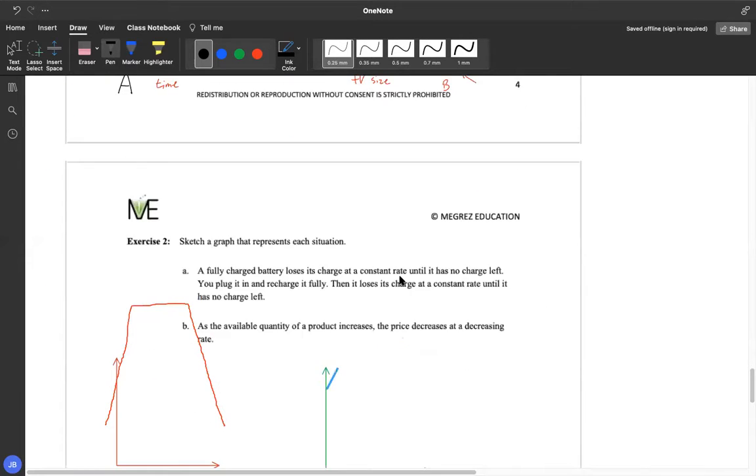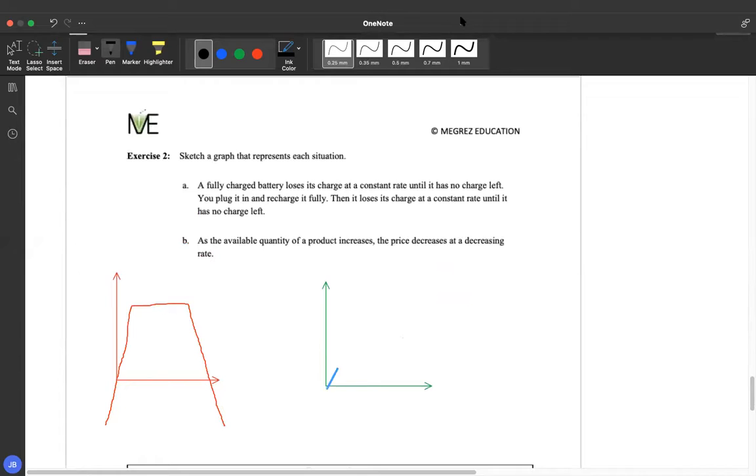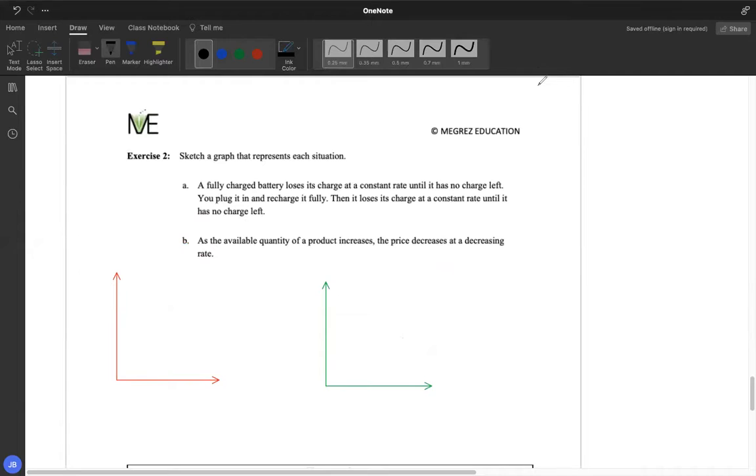Let's see. Oops. Get rid of these. I have a question for the battery one.